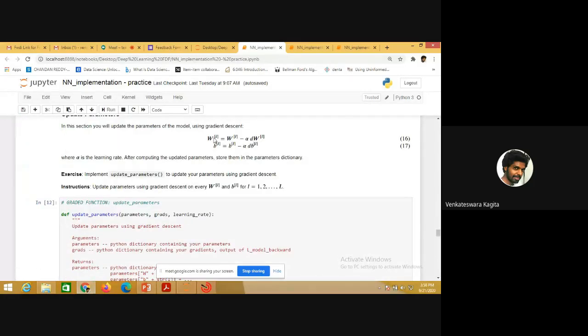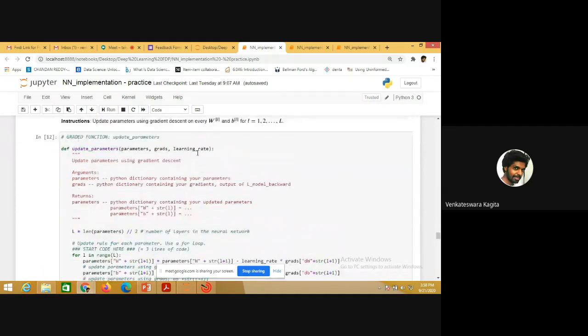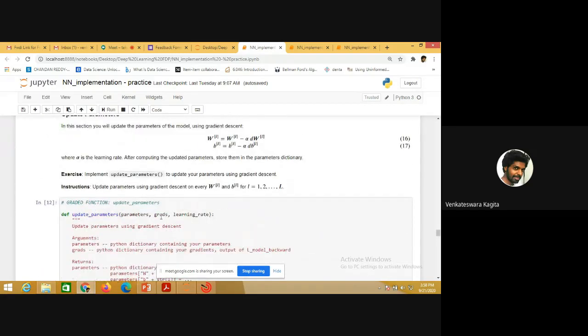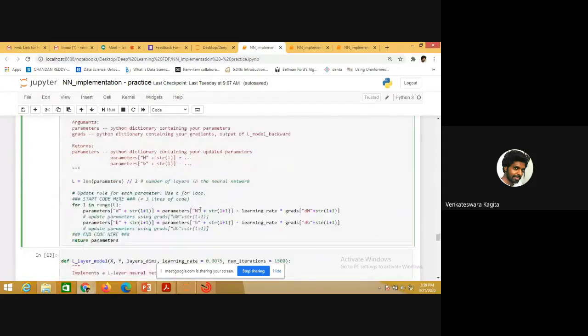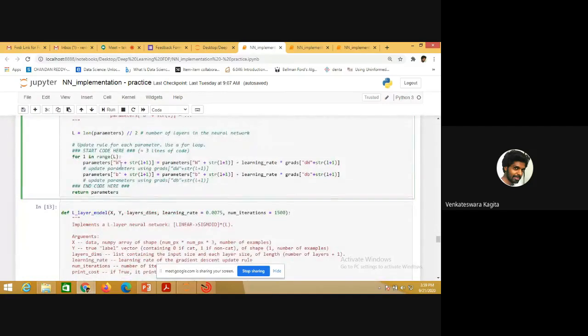How do you update? WL equals WL minus alpha times the derivative of J with respect to WL. And similarly, BL equals BL minus alpha times the derivative with respect to BL. That is how you do it, right? So you know this dW and all that is stored in gradients. You also know the parameters, that is W, b. You also know the learning rate. Once you pass these parameters, for each layer, you can update these parameters at that layer.